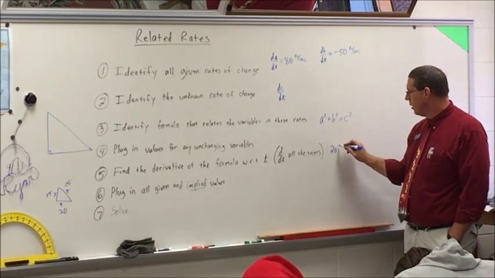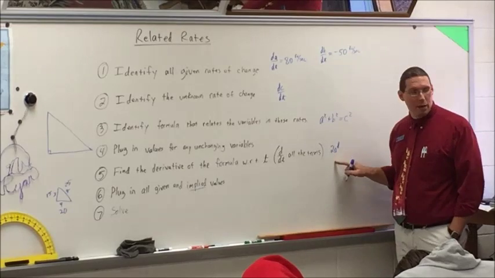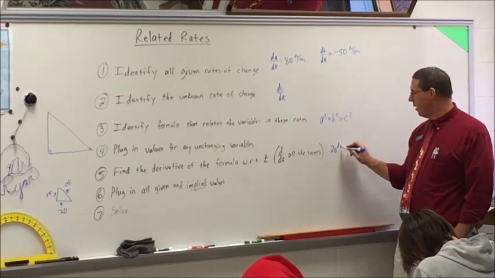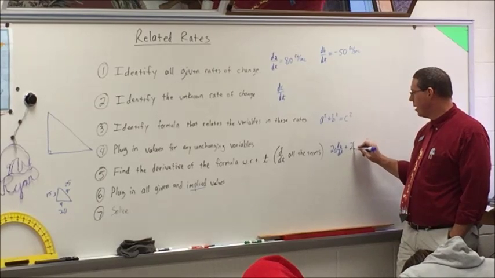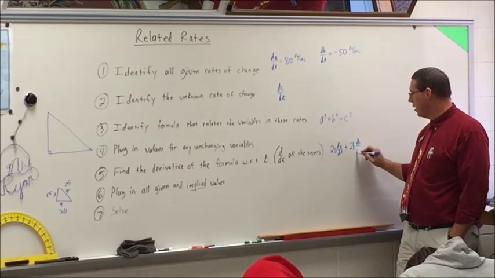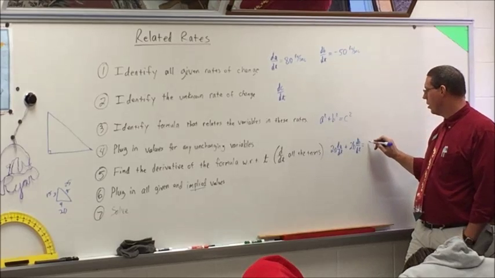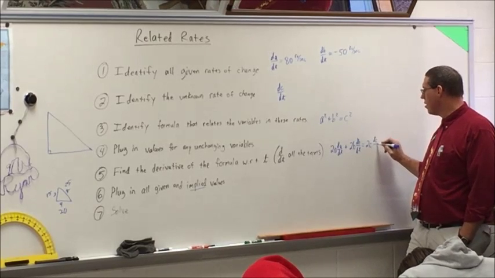So 2a. Wait, I got a 2a with a what? With a dA/dt, okay? 2a dA/dt plus 2b dB/dt equals 2c dC/dt.